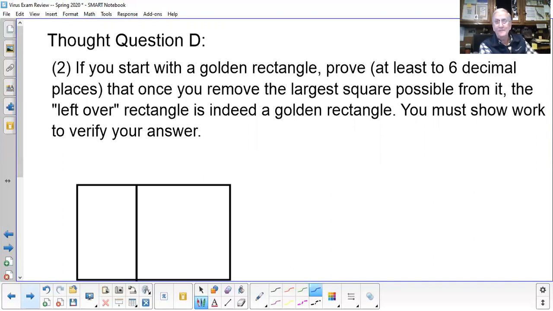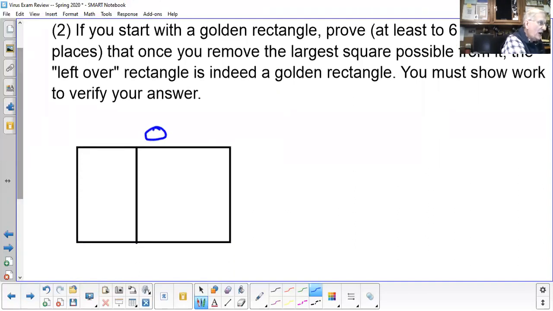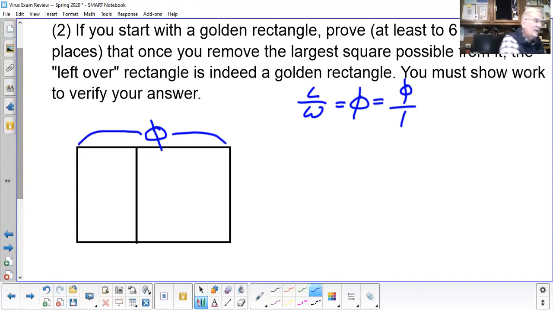Okay? Well, let's start the same way we did before. Let's start with the original figure. The original golden rectangle here is phi long, because the length divided by the width is phi. So that means it can be said as being phi over 1. So the length of this figure from here to here is phi, right? Its width could be said to be 1, right?